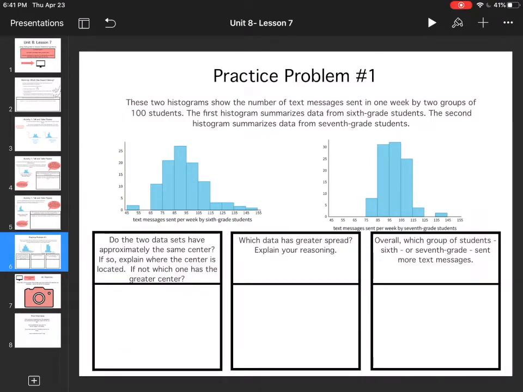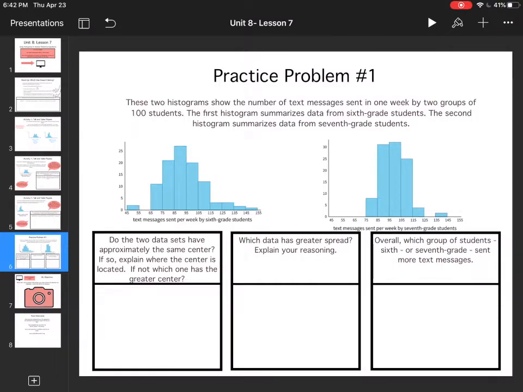All right, so now I'm going to look at the last slide. It says the two histograms show the number of text messages sent in 1 week by two groups of 100 students. The first histogram summarizes the data from the 6th grade students. The second histogram summarizes the data from the 7th grade students. Well, it looks like there's greater spread in the 6th grade than in the 7th grade, and the center is higher, definitely higher in the 7th grade.